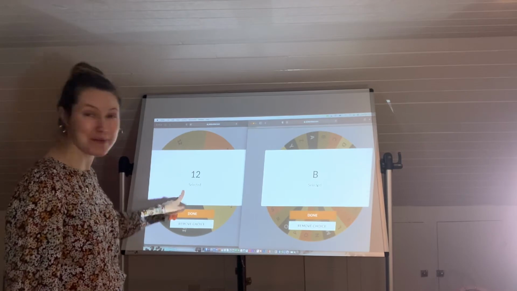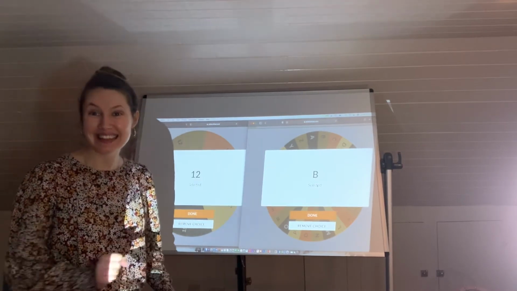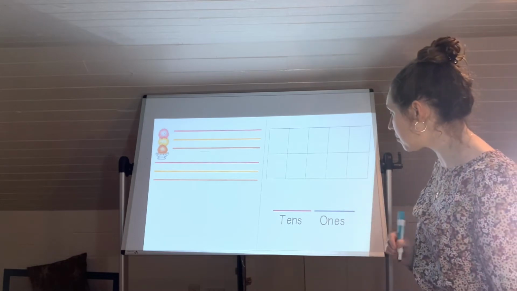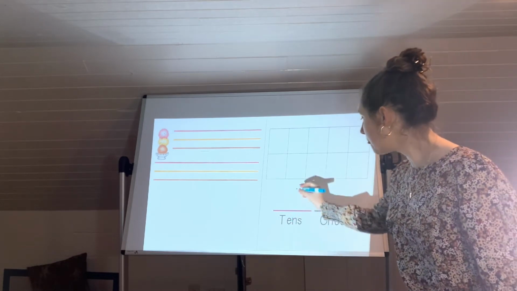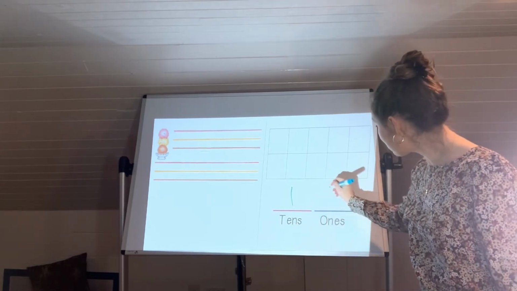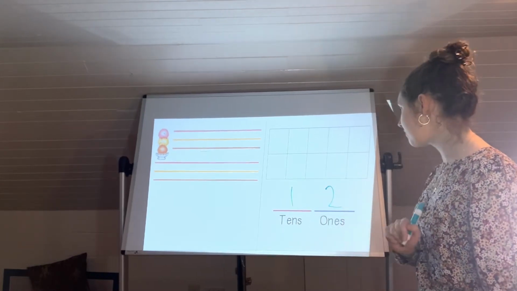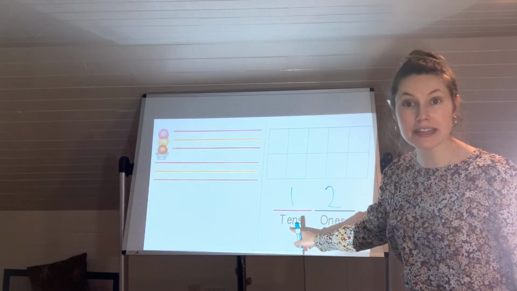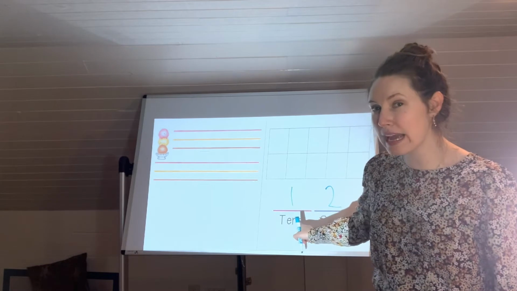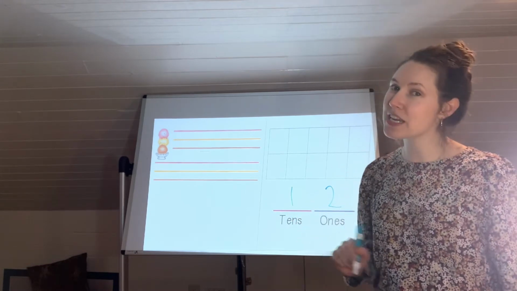Okay, so we got number 12 and letter B. Let's work on those. Okay, let's begin with number 12. So I'm going to write number 12, and when I do, I'm going to write my first digit, my first number on the tens line, and my next number on the ones line. Remember that the tens place tells us how many groups of 10 we have in this number. So if we have a 1 in the tens place, how many groups of 10 do we have?